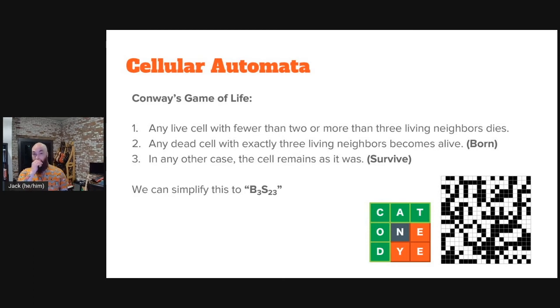So one of the techniques that inspired the way that we think about how we work through the space once we've landed on a very compressed grid was the cellular automata way of developing dungeons. So Conway's Game of Life, really quickly: you have a grid, and any cell that has fewer than two or more than three living neighbors dies. Any cell with exactly three living neighbors becomes alive, that's born. And in any other case, it remains as it was, survives. So this is the way that you would abbreviate that: B3S23. You say all the digits that create either one of these situations.